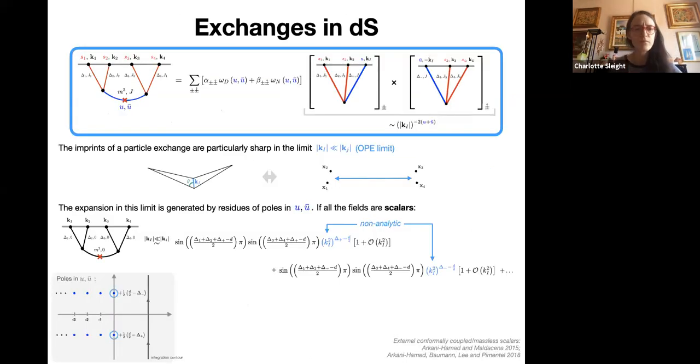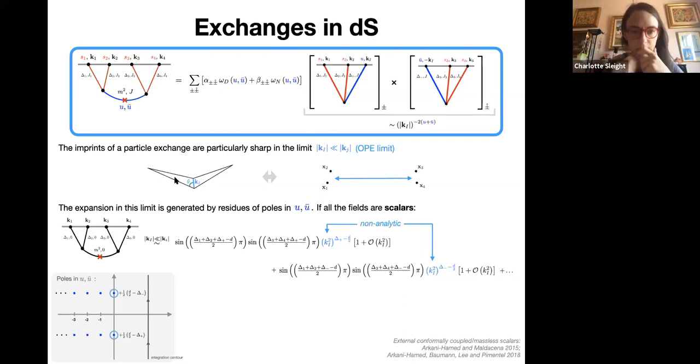Okay, so the imprints of a physical exchange particle are the signal that would distinguish it from a local quartic contact interaction. This is particularly sharp in the limit where the exchange momentum Ki is soft, which in position space on the boundary corresponds to taking these two pairs of points to be far apart. So the behavior of your 4-point function in this regime is a good diagnostic of whether or not a particle or particles have been exchanged between these two pairs of points.